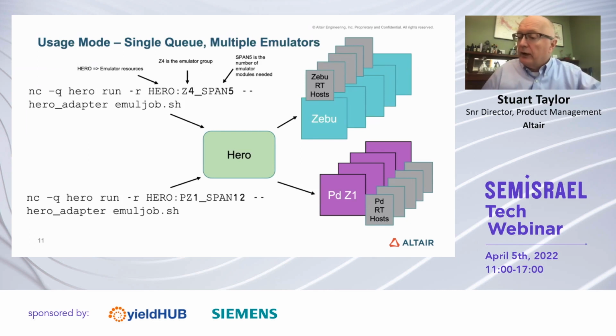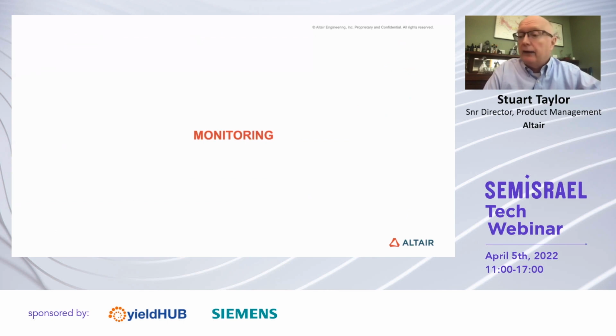This is a picture of what it looks like in practice. I have a single Hero queue fronting multiple emulators, potentially of different types. I run a job expressing the resource requirement in terms of a span. In Zebu, this equates to modules. In Palladium, the mapping is boards. So on the top, we have a resource going to a Zebu Z4. We tell it with a resource string -r hero, and below we have the Z1.